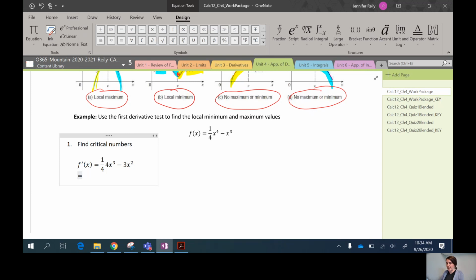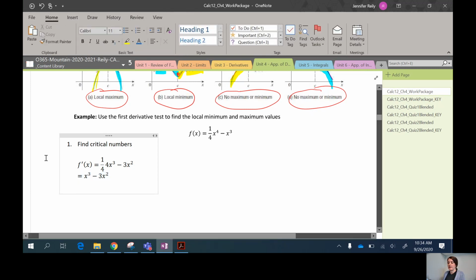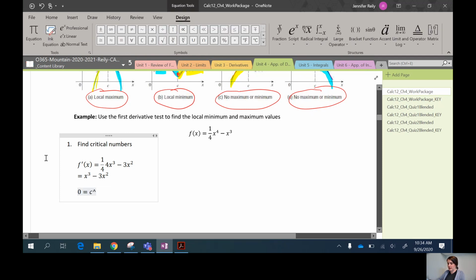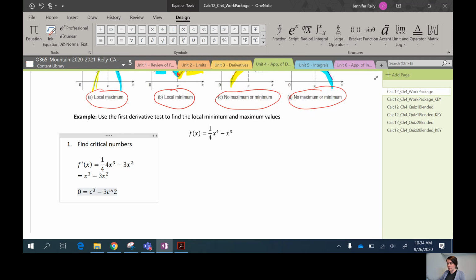Simplify that because the 1/4 and the 4 cancel out. So it would be x cubed minus 3x squared. Okay, so now we're going to search for critical numbers. So we want to know where this is equal to 0. To find the zeros of x cubed minus 3x squared, we need to factor, and there's an x squared in both terms. I'm going to factor that out.